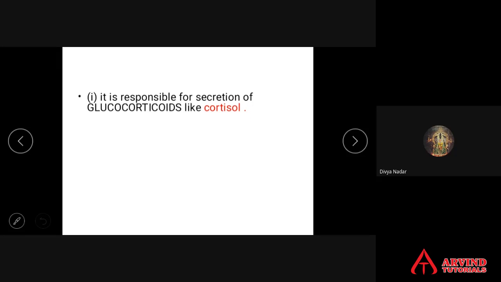It is also responsible for glucocorticoids like cortisol.